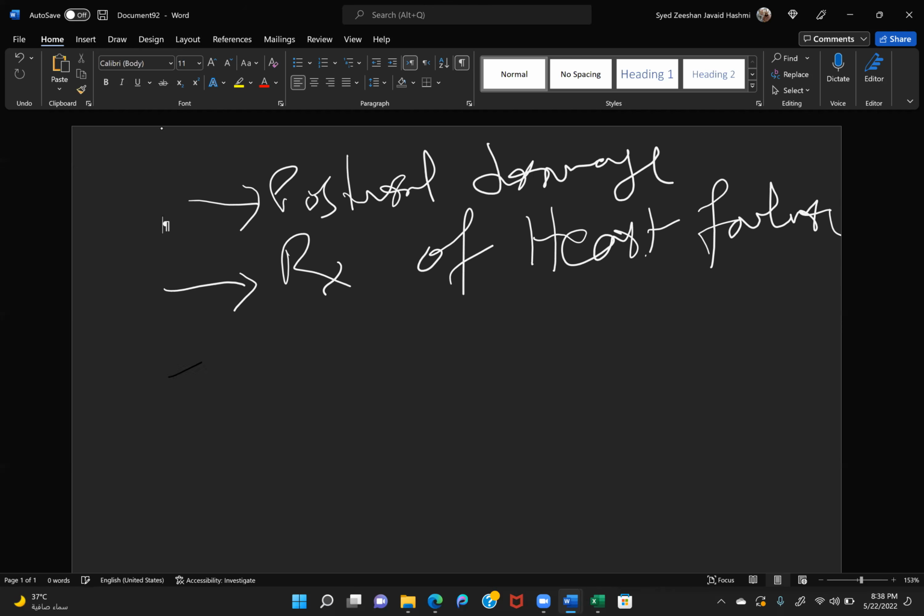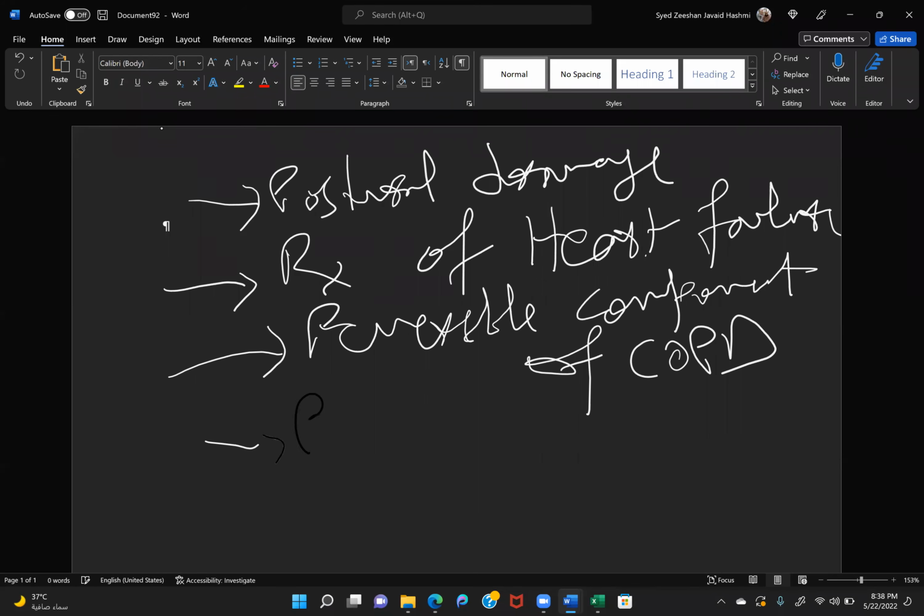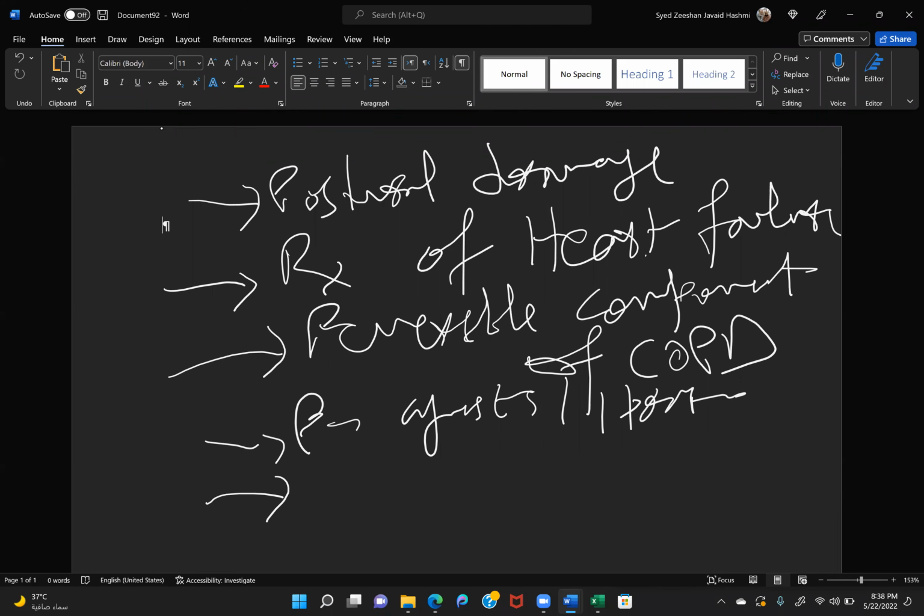Here you will say the reversible component of COPD. So antibiotics, also beta 2 agonists, ipratropium, nebulization with anticholinergics, steroids, and inhalational steroids. What else? One thing that slipped my mind is montelukast.